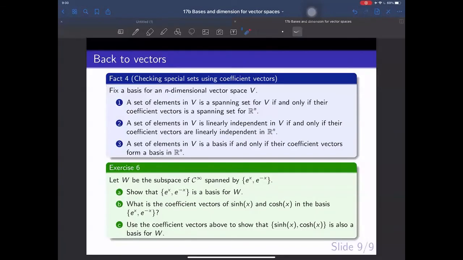Now that we have that these two functions are in W, and we also have their coefficient vectors, we can now show that this set is also a basis for W. We will use this statement. We can say that a set of elements in a general vector space is a basis if we can show that their coefficient vectors form a basis in Rn. In this case, we are just working with R2.